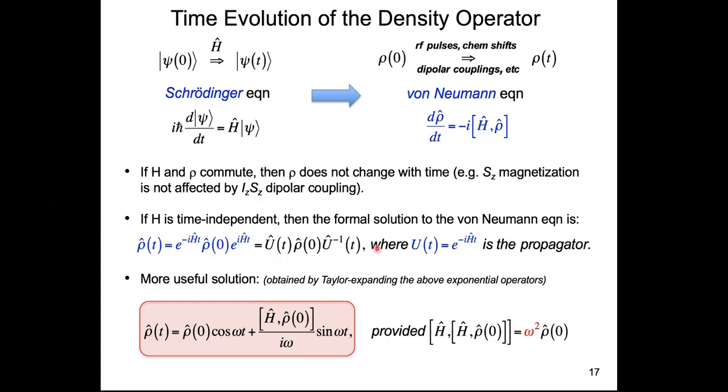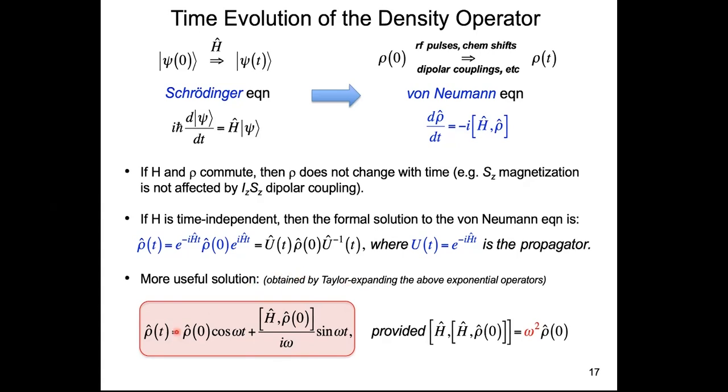Each of these is called the propagator, often denoted by U, and that's defined as e to the minus iHt, so you can write it out like this. We're not going to worry too much about exactly how you work out the math. The useful bottom line is that when you go through this formal solution, and again, Taylor expansion is a very important mathematical trick, you will find that under certain conditions, rho of t, the density operator at time t, is going to be related to the time zero density operator by this equation. It's rho zero cosine omega t, and then a bunch of things here involving a commutator, sine omega t.